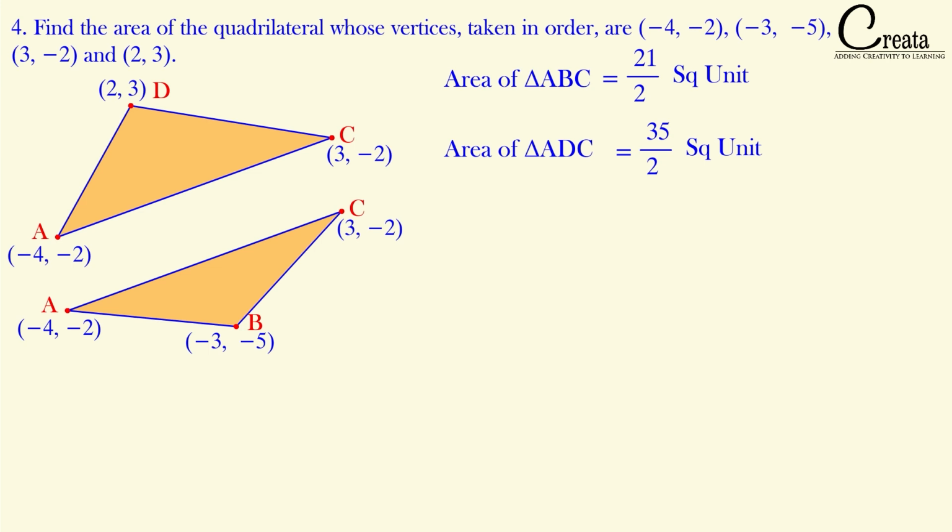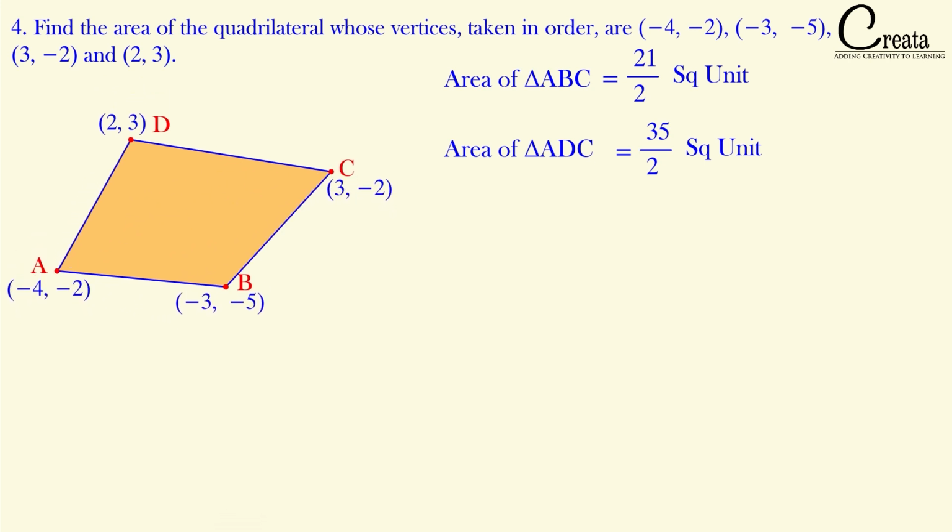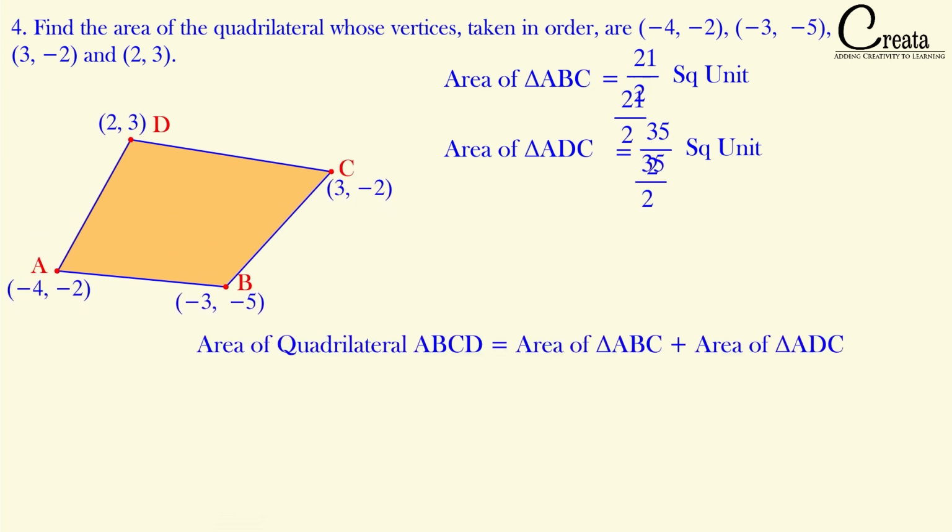So we can find the area of this complete quadrilateral by adding the areas of both triangles. Let's add both the values. We got the final answer as 28 square units. That is the answer, and that is the area of the quadrilateral ABCD.